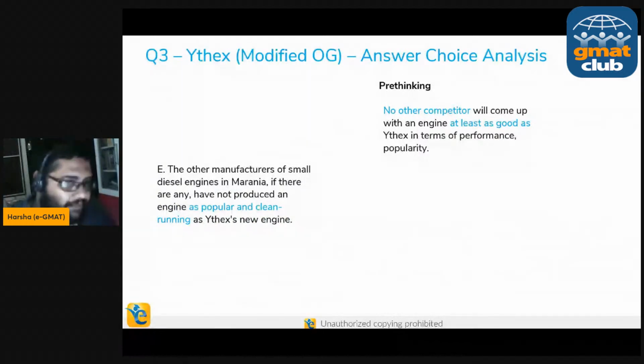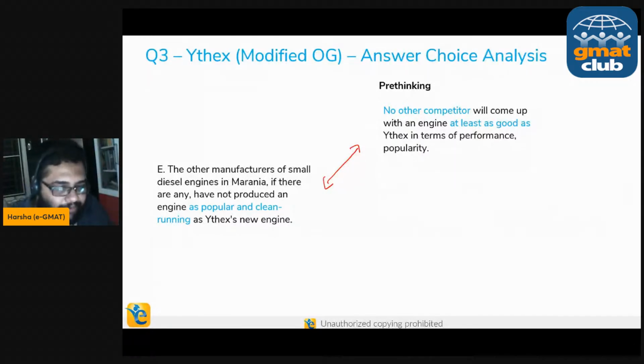The other manufacturers of small diesel engines in Marania, if there are any, they have not produced an engine as popular and clean running as Vitex new engine. Compare this with what we came up with. Essentially, no other competitor has a product that's at least as good, maybe better also, but at least as good.